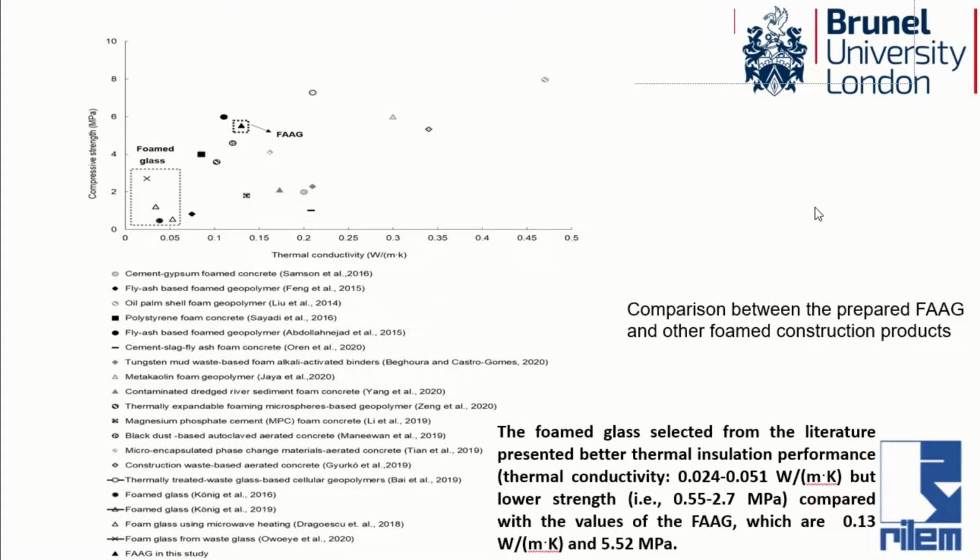The FAAG was also compared with some commercial foamed products. You can see from this figure, the FAAG has either lower thermal conductivity or higher compressive strength. When you compare with the foam glasses, you can see the foam glasses have a little bit better thermal insulation than the FAAG, but the FAAG has a much higher compressive strength than the commercial foamed glasses.